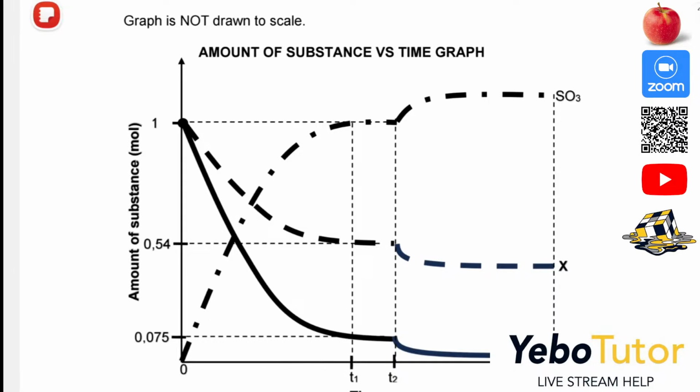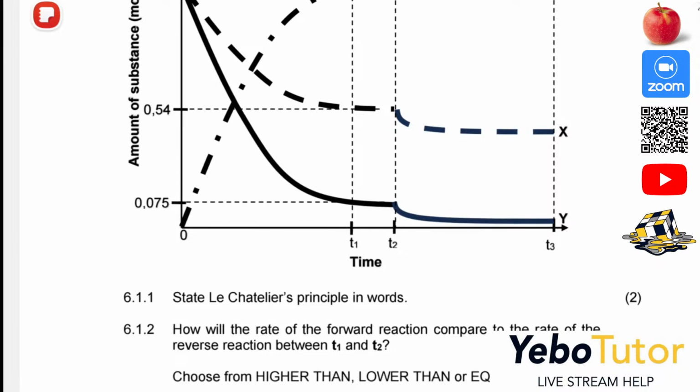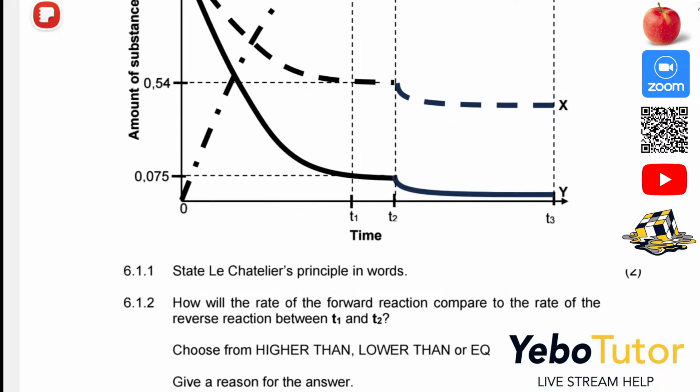Now, 6.1.1: state Le Chatelier's principle in words. Definitely we know that when the equilibrium in a closed system is disturbed, the system will reinstate a new equilibrium by favoring the reaction that will oppose the disturbance. That's easy. Let me repeat that. Le Chatelier's principle states that when the equilibrium in a closed system is disturbed, the system will reinstate a new equilibrium by favoring the reaction that will oppose or cancel the disturbance.